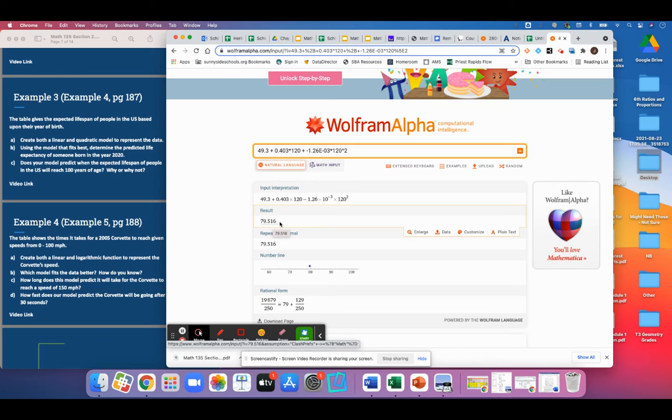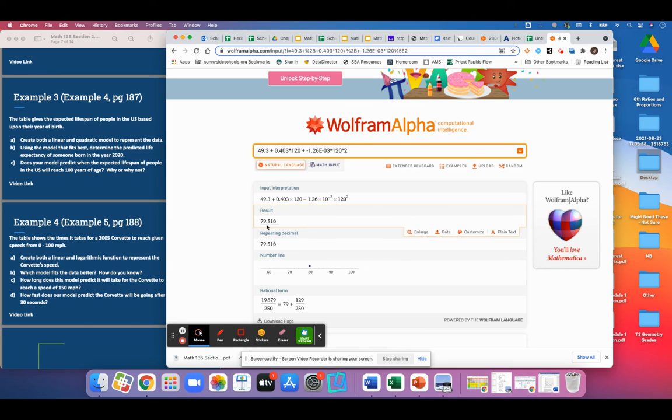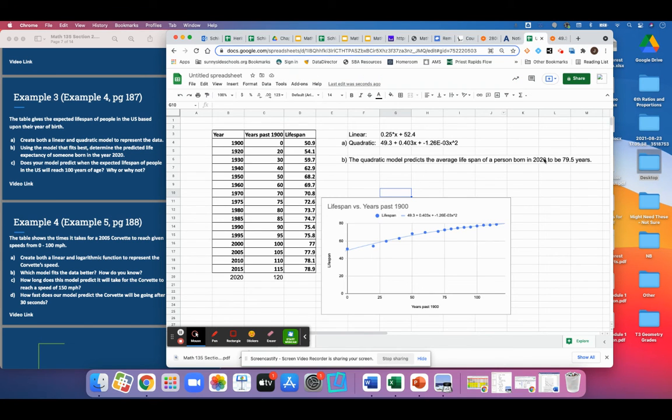And it looks like the result is 79.516. And so the quadratic model is saying, and I'm going to go ahead and put my A right there, B here. So this is interesting. It predicts the average lifespan of a person born in 2020 to be about 79 and a half years. We can see that from our Wolfram here, 79.516. So the average person born in 2020 can expect to live to be almost 80 years old based upon this model.